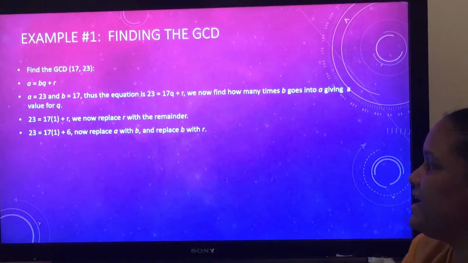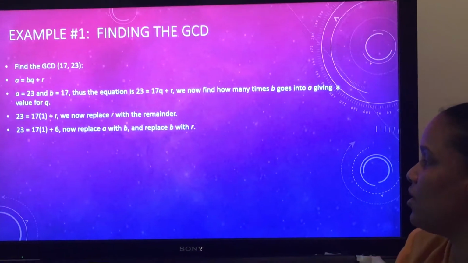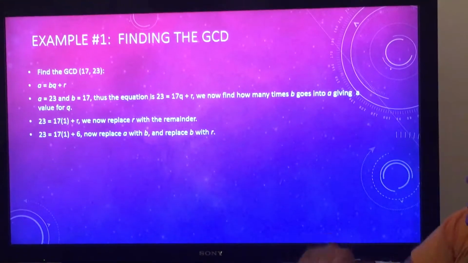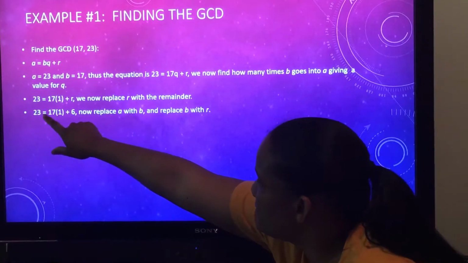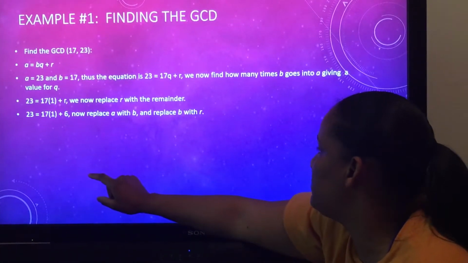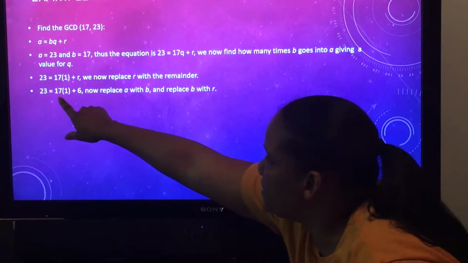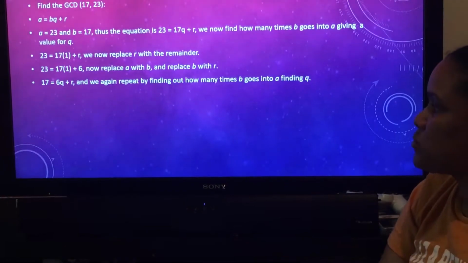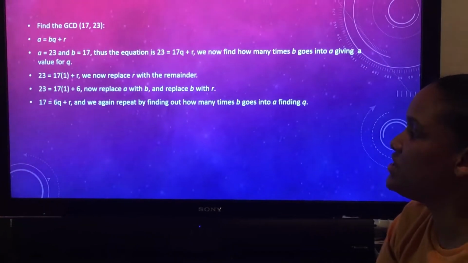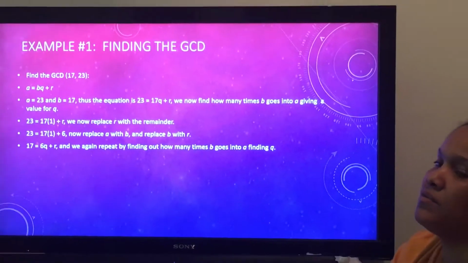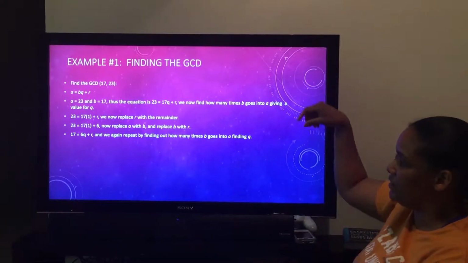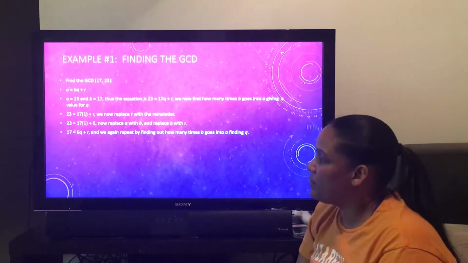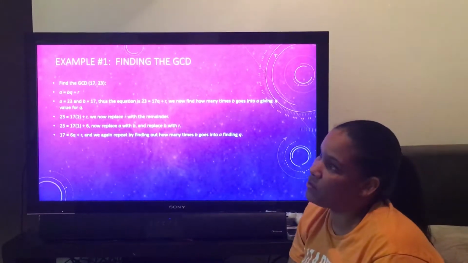Now we replace A with B, and we replace B with R. We're going to move 17 to the outside, and we're going to replace B with R. We're going to take our remainder right here and put it where our B term was, and then we're going to repeat the whole process again. So now we have 17 is equal to 6Q plus R, and again we're going to repeat by finding out how many times B, which is now 6, goes into 17. Once we find out what our Q is, then we'll be able to find out what R is.